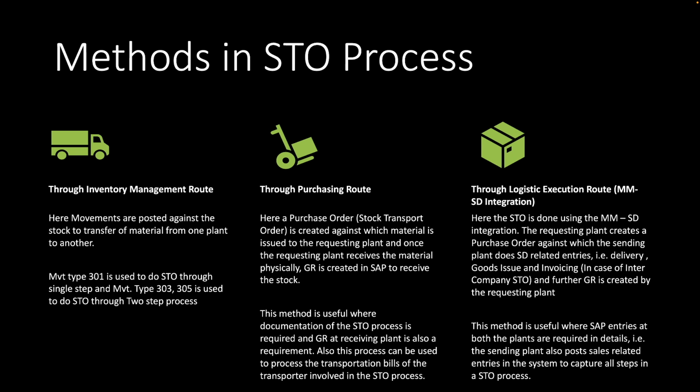That is, you want to see in SAP what request was placed by the requesting plant in a purchase order form. You will have a purchase order in place where you will see the supplying plant, the receiving plant, the material code, quantity, everything you will be able to see. Then you will be able to track when the material was dispatched by the sending plant and when the GR was created.